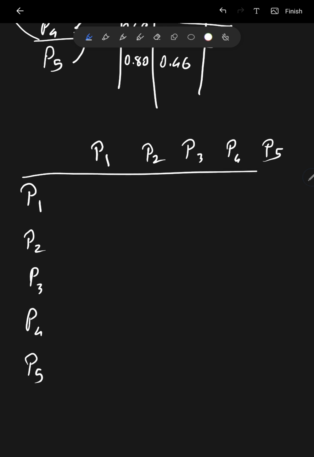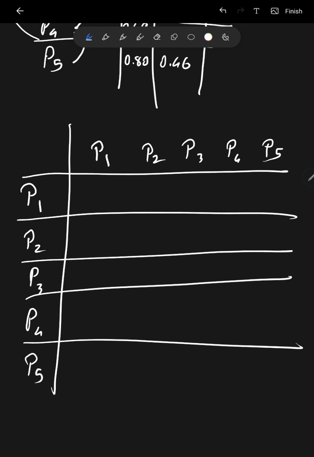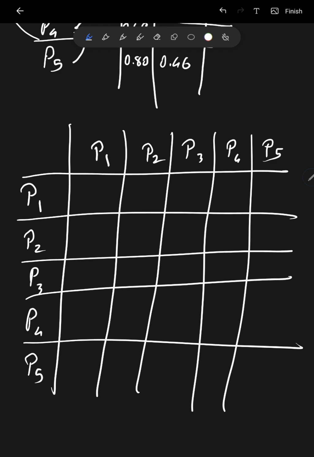Okay, so we'll draw this diagram like this. We can fill this diagonal because the distance between p1 and p1 will always be 0. We know that because it is the same point, so the distance will be 0.